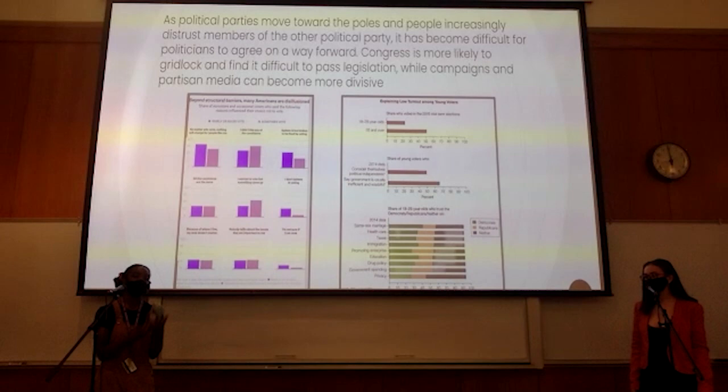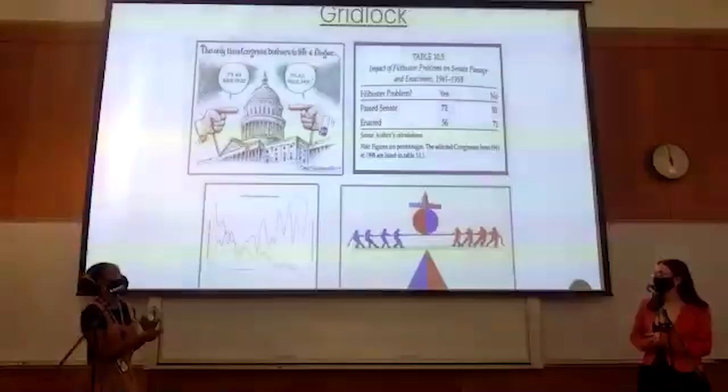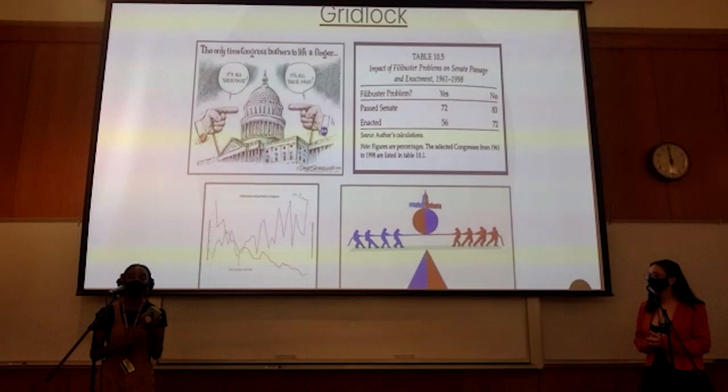But what it really does is cause people to not be willing to work out things with each other, and it leads to what we would call in Congress gridlock, where we have a period of time where no new bills are being passed or signed by the president because we have Democrats and Republicans who refuse to work together to pass them.